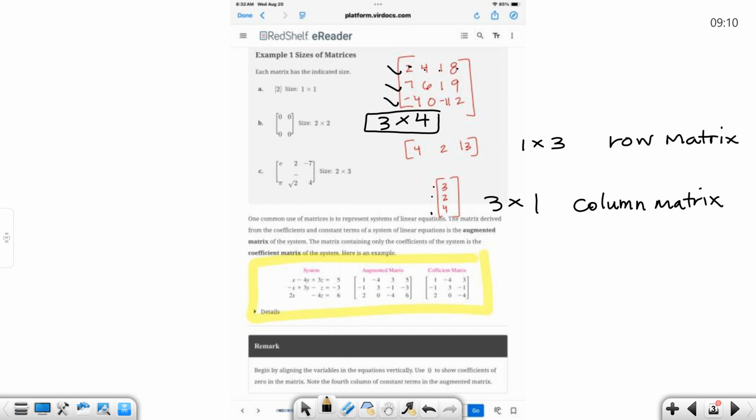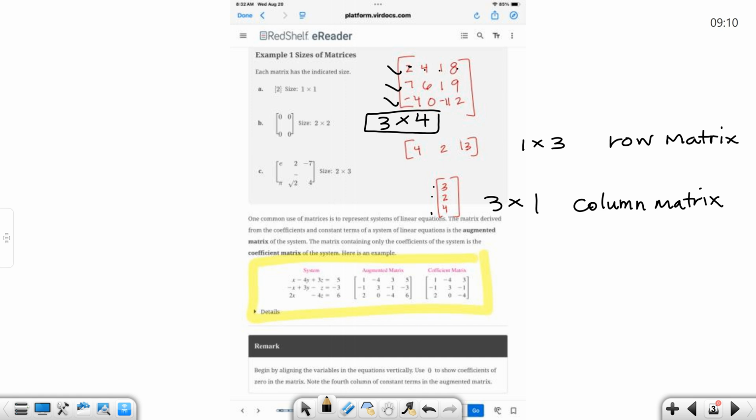Okay, so looking at the objectives from this section, 1.2, I'm going to ask you what's the size of the matrix. I'm also going to ask you, give me a matrix of size 4 by 5. Or give me a matrix that's a column matrix. Give me a matrix that's a row matrix. So I'll ask you those questions.